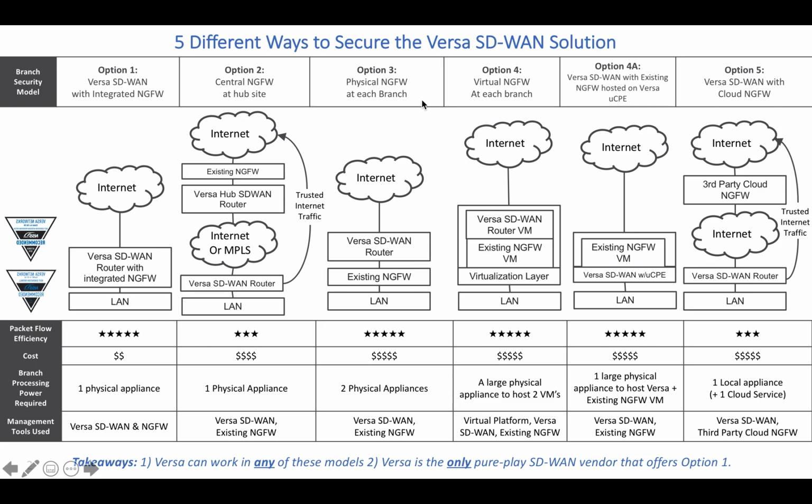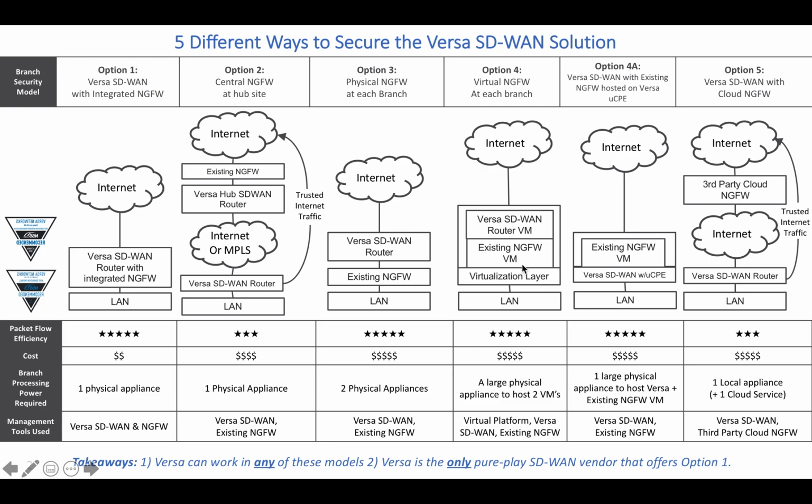So option 3 is similar to option 2, but pushes the next-gen firewall appliance out to the branch site. So in the branch, we've got our LAN infrastructure, your existing next-gen firewall, and then Versa is the SD-WAN overlay for the WAN infrastructure. This is another viable solution. A little more expensive because you're putting both an SD-WAN appliance and a next-gen firewall appliance at every single branch. And you have 2 panes of glass to manage the solution, 1 pane of glass for Versa and 1 pane of glass for the next-gen firewall vendor.